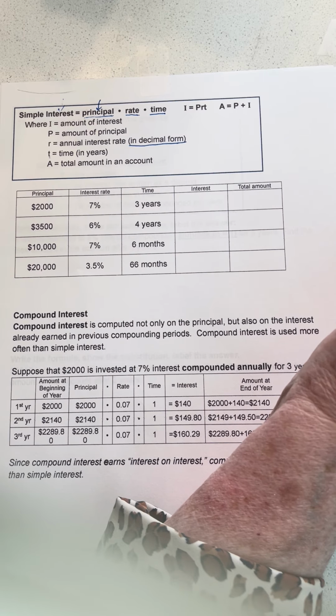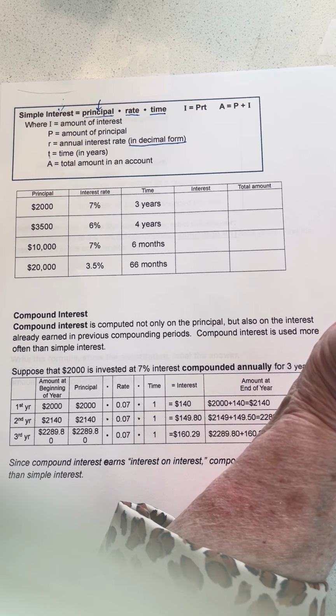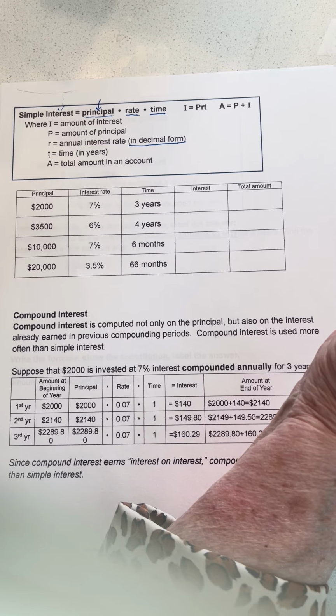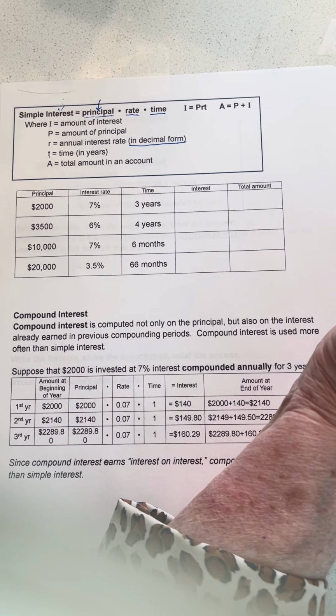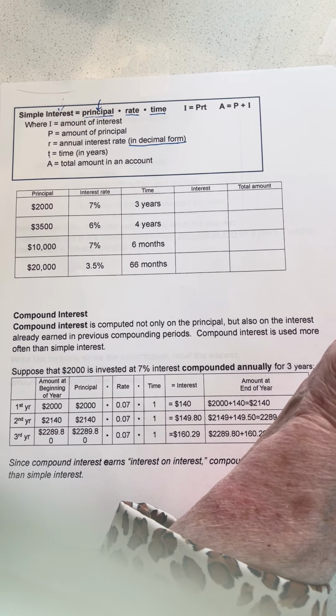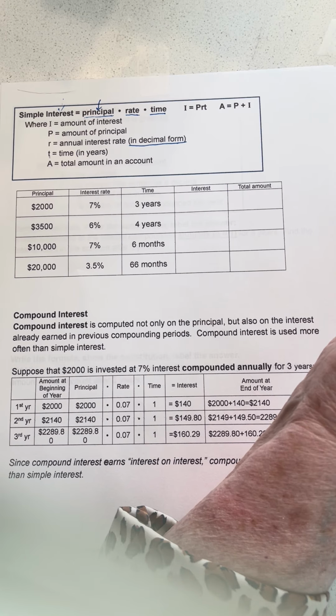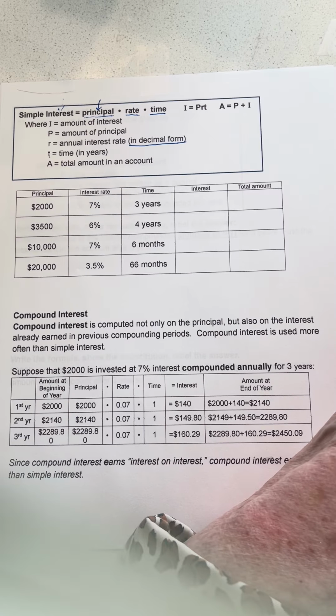If you're buying a car and it says this is the interest rate for 60 months, then that would be 5 years. It would be times 5. If you're buying a house, that may be 10, 15, 20, 30 years that you will have that loan out on your house.